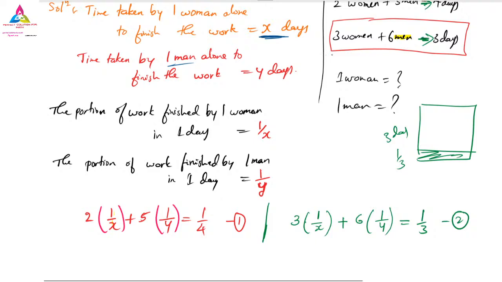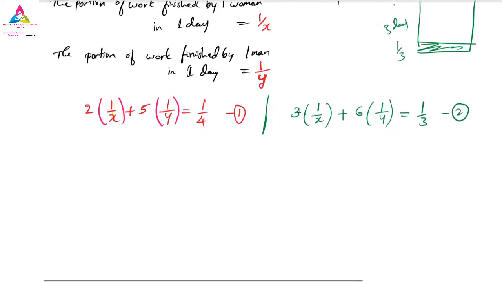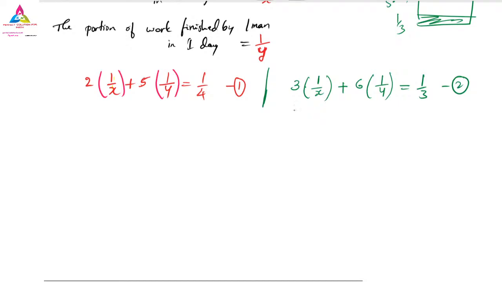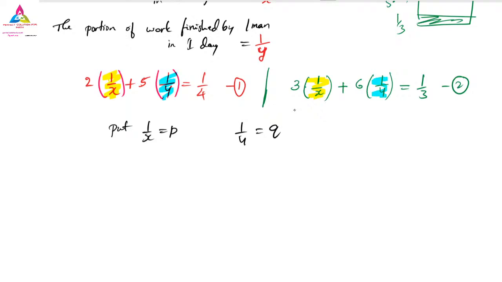So it is in equation form, and we have to reduce that equation. Let us put 1 by x equals p and 1 by y equals q. This is the simple way. 1 by x we have here and also here, and 1 by y we have here and also here. Substitute and find the final answer.